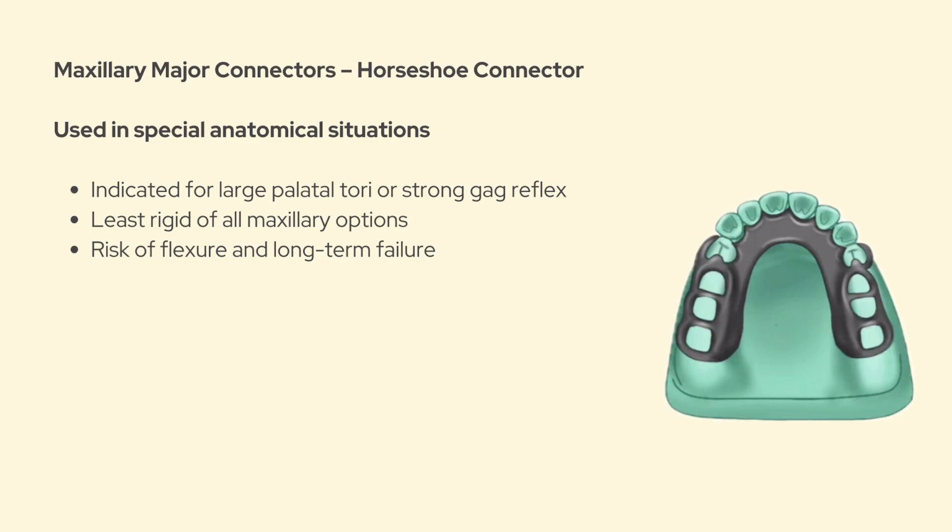Now, the horseshoe connector or U-shaped connector is one that a lot of students tend to pick when there's a palatal torus. It is indicated when you've got large, unremovable tori or strong gag reflexes. But keep in mind, it's the least rigid of all the maxillary connectors. So you only want to use it when there's no other design that'll work. Because of its open anterior part, it flexes more, and that can lead to long-term failure if you're not careful.